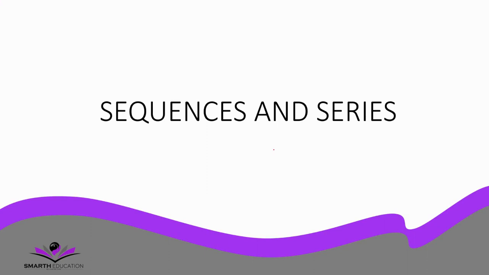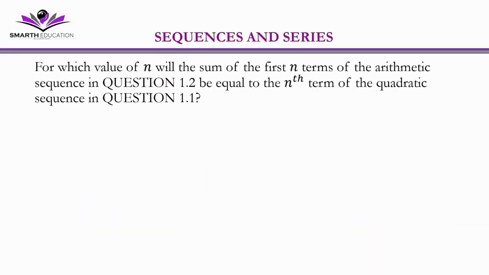Welcome back. Let's do question 1.3. For which value of n will the sum of the first n terms of the arithmetic sequence in question 1.2 be equal to the nth term of the quadratic sequence in question 1.1?